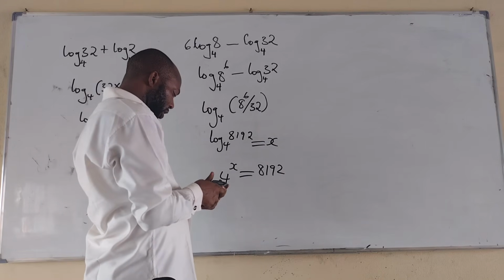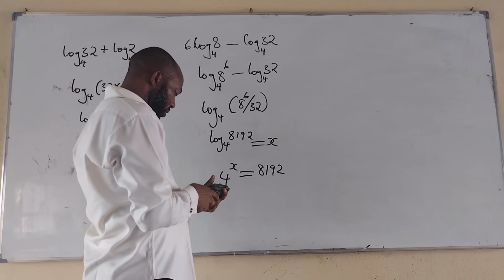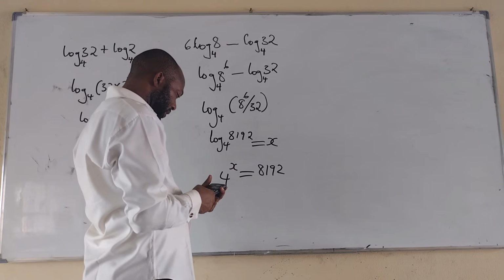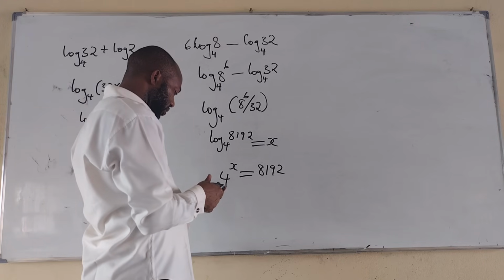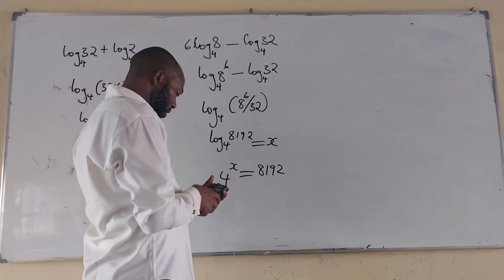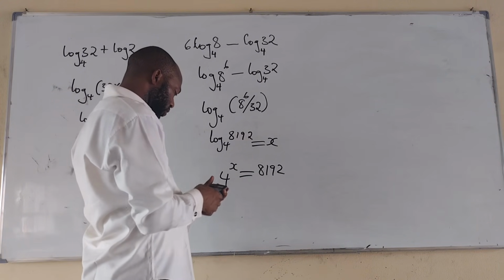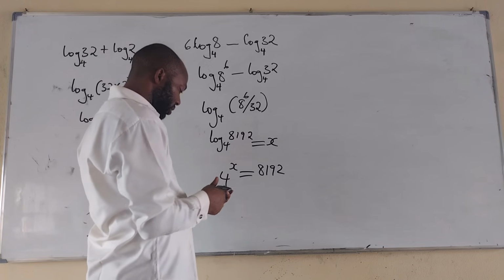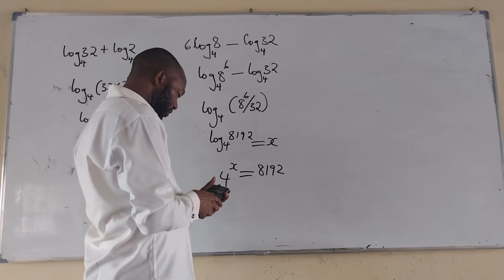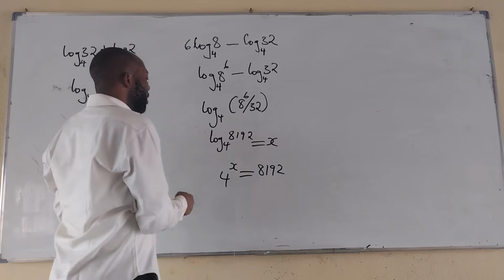Now, let me try to see that. How many times? 4 raised to the power of 5 doesn't go. 4 raised to the power of 6 doesn't go. 4 raised to the power of 9 is too much. 4 raised to the power of 7 doesn't work. Let's say 2. 2 raised to the power of 12 is 4,096. Okay. 2 raised to the power of 13 is 8192. So 2 can go. So I have to reduce them to the base of 2.